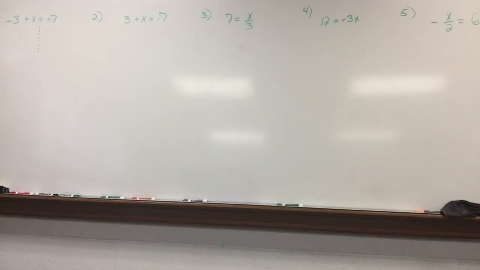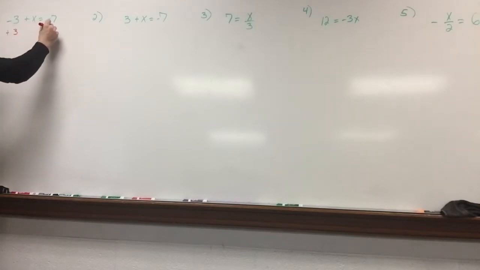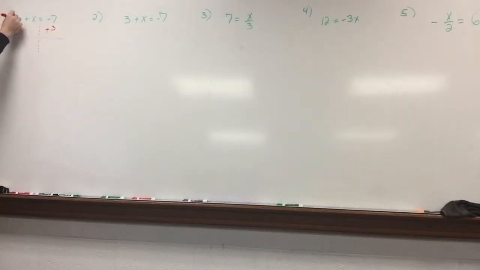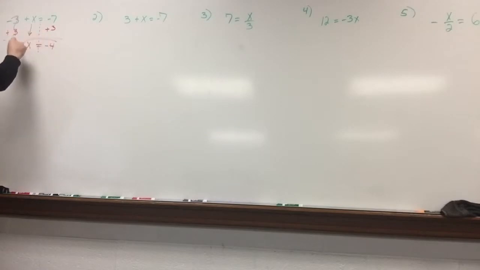What's the goal of an equation, Brooke? To isolate the variable. That means get x by itself. So that means we need to move this -3 away. What is the opposite of this -3, Addie? Yeah, adding 3. We're using our inverse operations. -3 plus 3 is 0. X is now by itself, or isolated. -7 plus 3 is -4.